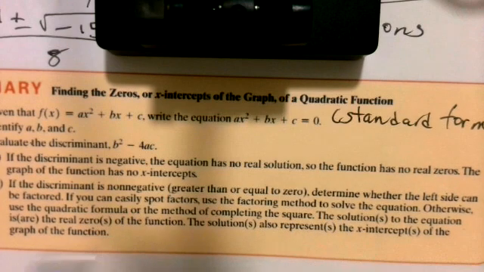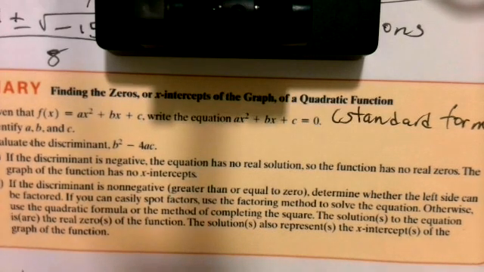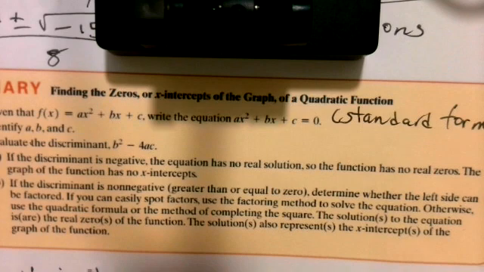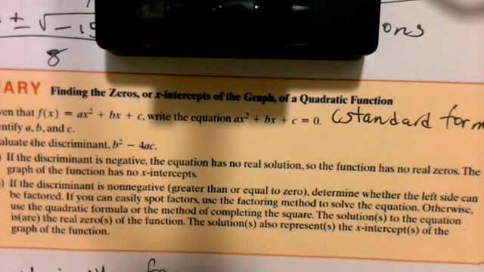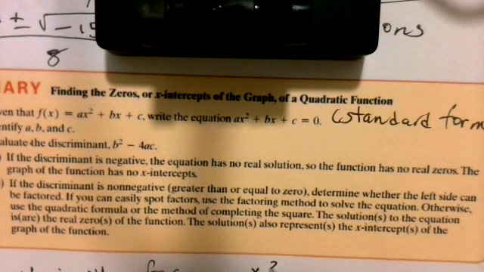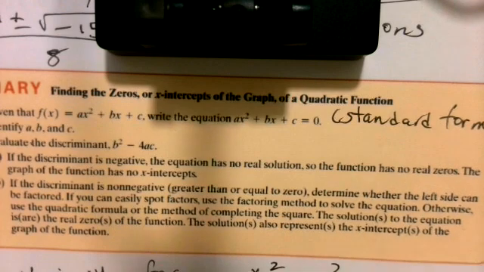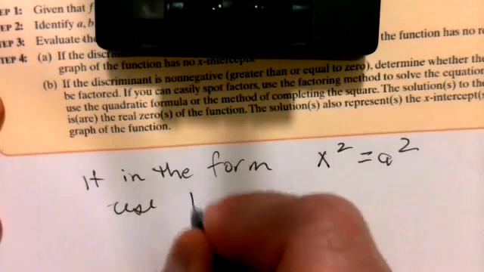The solutions to the equation are the real zeros of the function. The solutions also represent the x-intercepts of the graph of the function. And it didn't say anything about the square root property in there, but if it's in the form x squared equals a squared, use the square root.